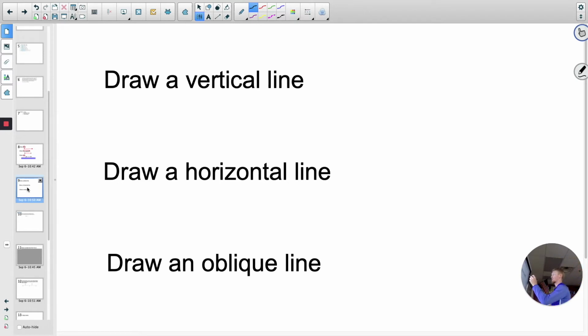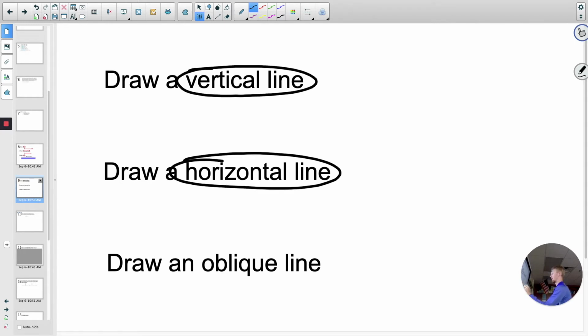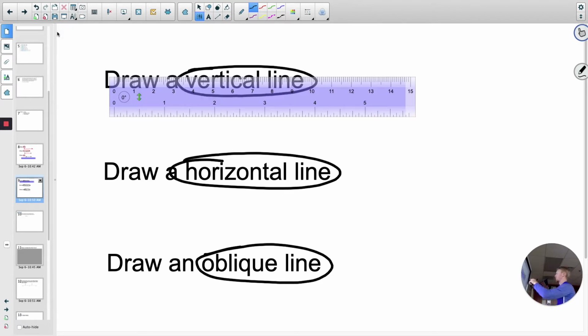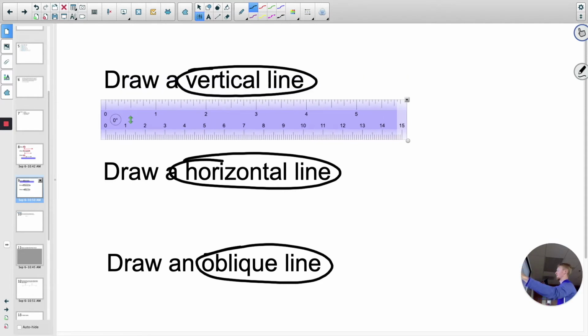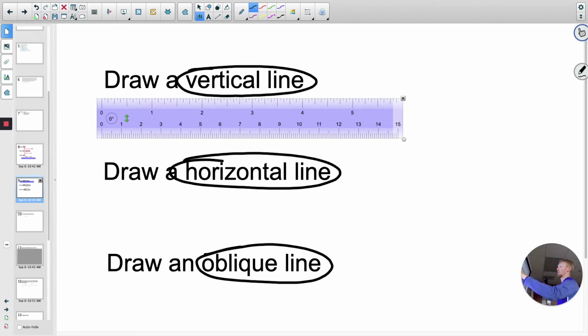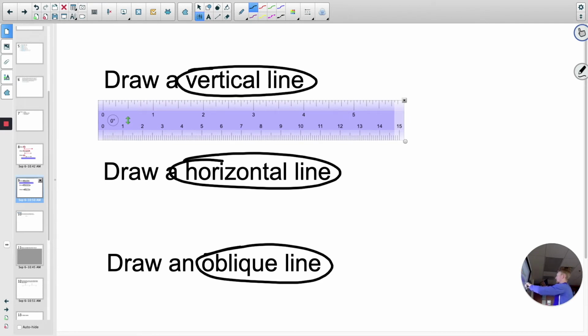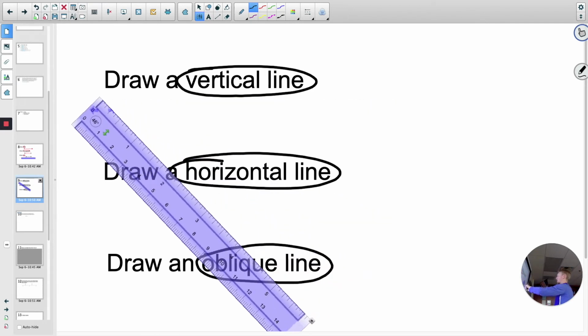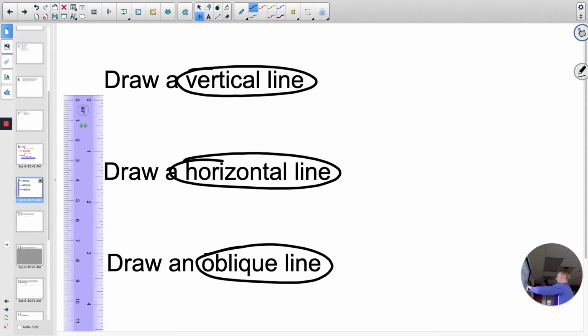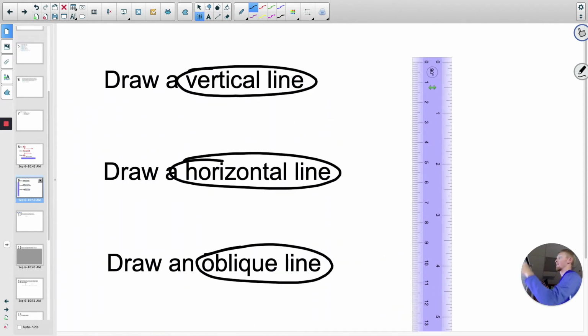So I want you to write these three things down, right? Vertical line, horizontal line, and oblique line, right? Write all of those down. And then you're going to draw what they look like. So I'll grab my ruler again here. So vertical line goes up and down. I'm going to move my ruler like this. And here's my vertical line.